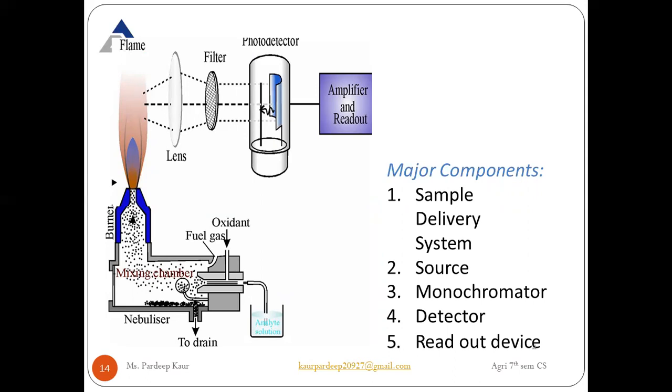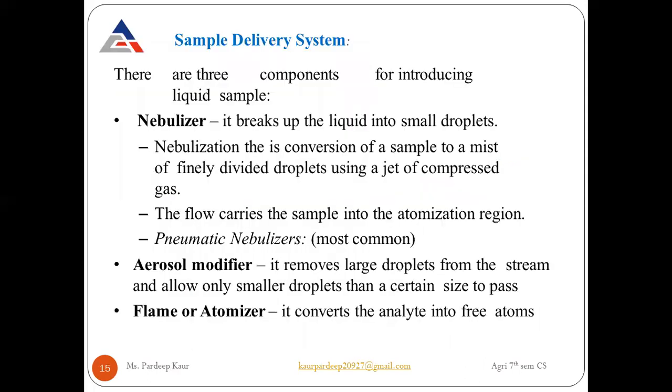At the bottom of the flame photometer, there is a mixing chamber. There is an inlet of fuel gases and oxidant, and also there is a way to drain the remaining parts. So these are the major components of flame photometer. First one is sample delivery system. Second is source. Then is monochromator. Fourth one is detector, and fifth one is readout device.